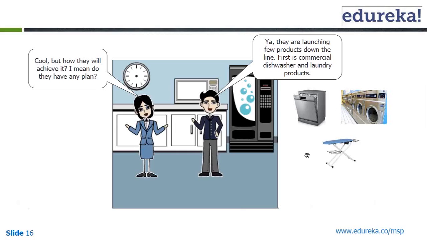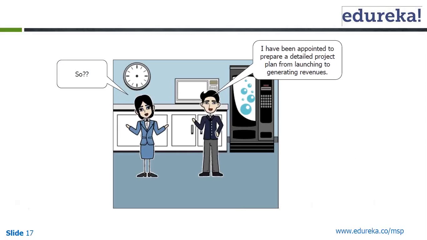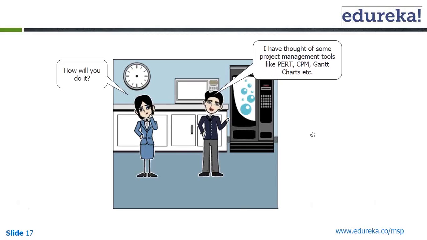So I have been appointed to prepare a detailed project plan from launching to generating revenues. So he says, yes, I am the one who is going to launch these products, and basically I am the one who will be responsible for generating revenues. So how will you do it? She says, in the next slide. So I have thought of some project management tools like PERT, CPM, Gantt chart, etc. So you can see immediately when you have been given such an important task, you need to have these tools in your hand and you should be able to use them.